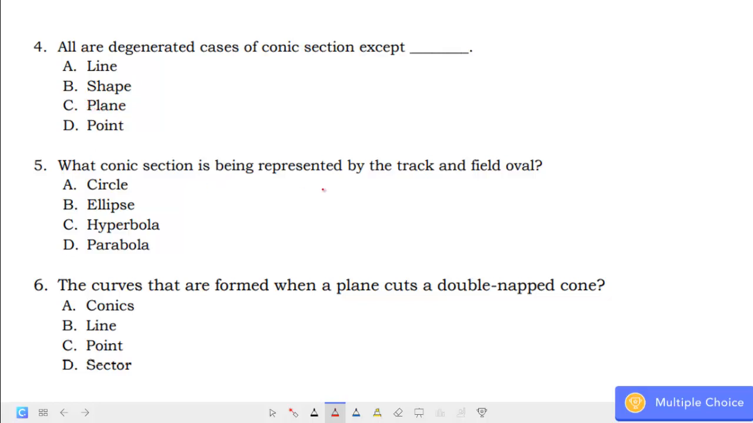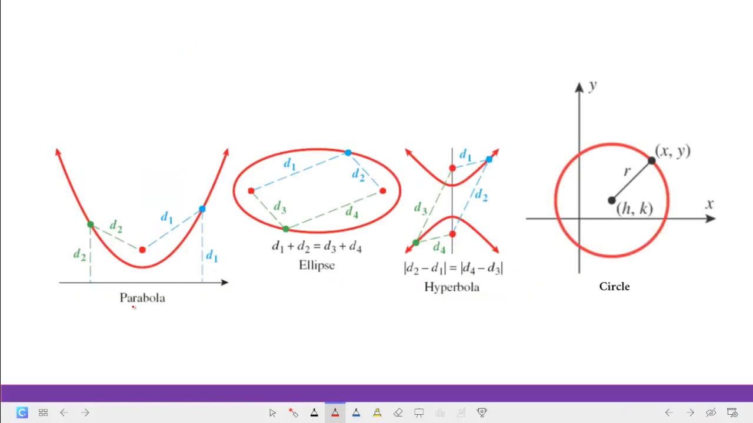What conic section is being represented by the track and field oval? So oval is an ellipse, that is letter B. The curves that are formed when a plane cuts a double nape cone, of course. Pag dalawang nape, so that is a conic. So this is a parabola. So ang concept ng parabola, there is here a focus.